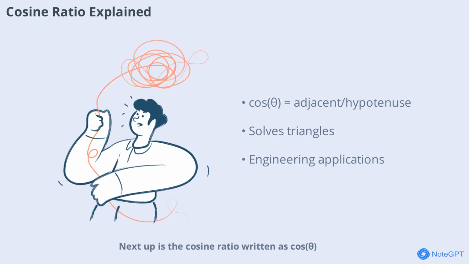Next up is the cosine ratio, written as cos θ. Cosine compares the length of the adjacent side to the hypotenuse. Like sine, cosine is a powerful tool for solving triangles and is widely used in science and engineering. Whether you're working with angles in a building or analyzing forces, cosine helps you break down complex problems into manageable parts.